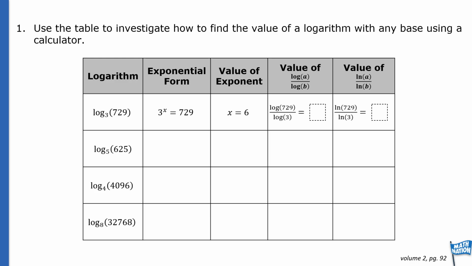So to find that, the value of log a, which is log 729, over log 3, is going to equal, that's correct, 6. And it would be the same for the ln, the natural log: ln a, which is ln 729, over ln b, which in this case is ln 3, that's also going to equal 6. Okay, try the next 3 problems using the same method.